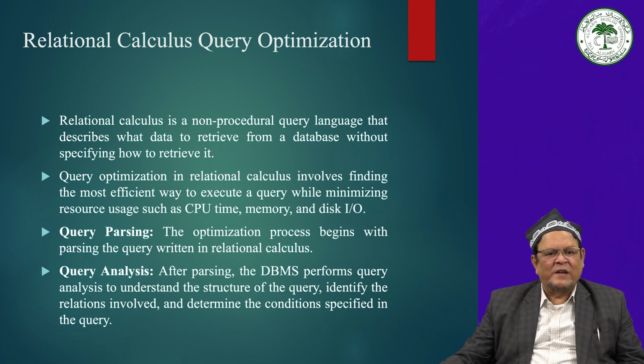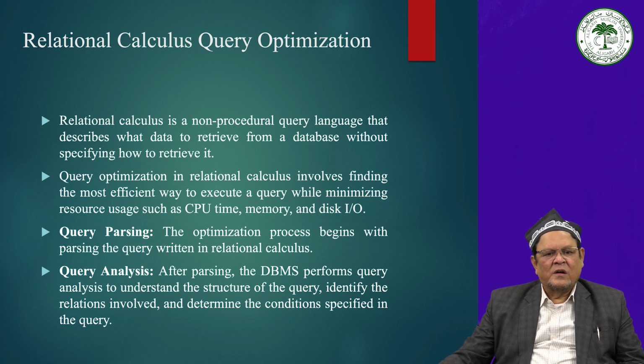Relational calculus query optimization. Relational calculus may be defined as a non-procedural query language that describes what data to retrieve from the database without specifying how to retrieve it. There are two main variants of relational calculus: tuple relational calculus and domain relational calculus. Query optimization in relational calculus involves finding the most efficient way to execute a query while minimizing resource usage such as CPU time, memory, and disk input output.